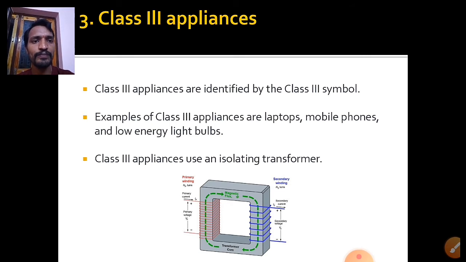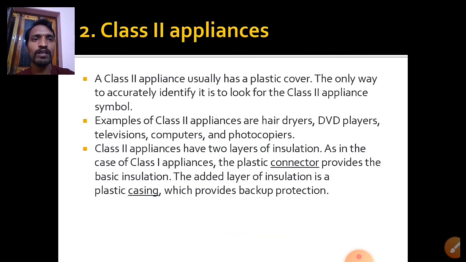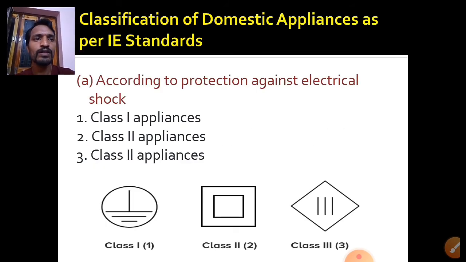Next, according to degree of protection against moisture. Previously we saw classification according to protection against electrical shock, that means depending upon the insulation. Insulation will avoid the electric shock. Depending upon the insulation, electric appliances are classified into class 1, class 2 and class 3 appliances.